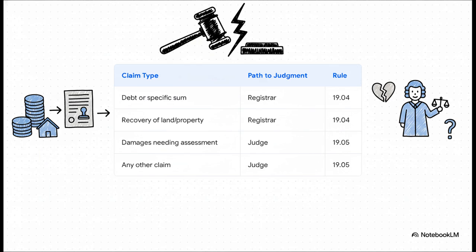If you're suing for a specific fixed amount of money, which the law calls a liquidated demand, or you want specific property back, the registrar can handle it. Easy. But if you're claiming damages that need to be figured out, like compensation for pain and suffering, Rule 19.05 says you have to go see a judge.